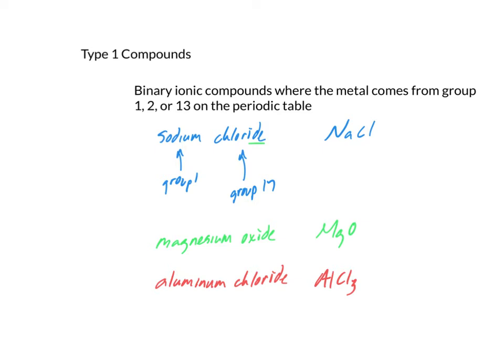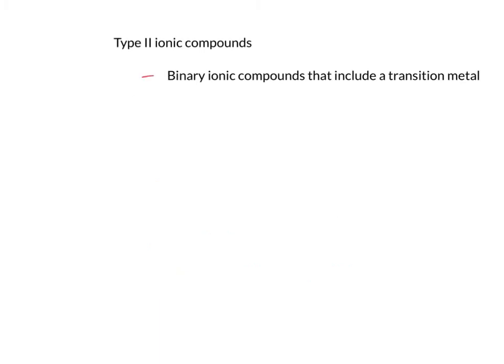And in terms of naming these type 1 compounds, the cation, the positive ion, retains its element name: sodium, magnesium, aluminum. While the anion, the nonmetal ion, has the ending changed to "ide": chloride, oxide, and chloride. The second type of ionic compounds that I'd like you to learn is type 2.